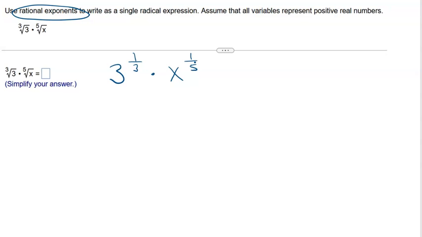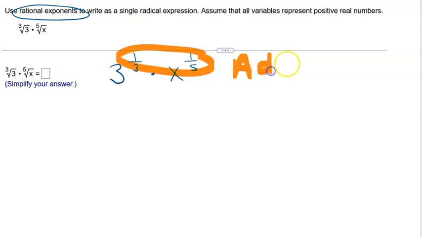Now what rule are we using? The denominator of your fractional or rational exponent is whatever the root is. The numerator is whatever your base is raised to. Well, 3 is raised to the first power because there is no exponent there. Same thing with x. Now, to multiply these together, remember we need to add these exponents together. Well, to add fractions, you need a common denominator. So what am I going to do to fix this?